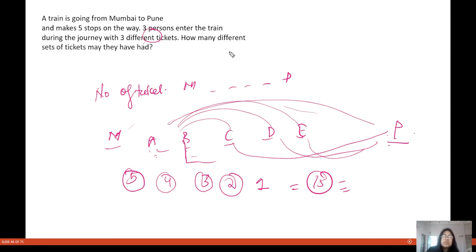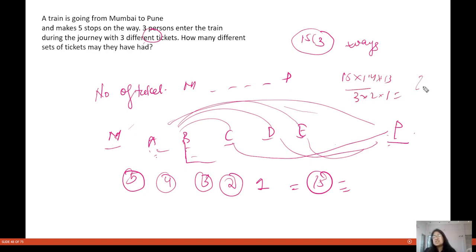And these 3 persons have to choose from any of the 15 tickets. So this can be done in 15C3 ways. So 15 into 14 into 13 divided by 3 into 2 into 1. So this is how we get it. Fine.